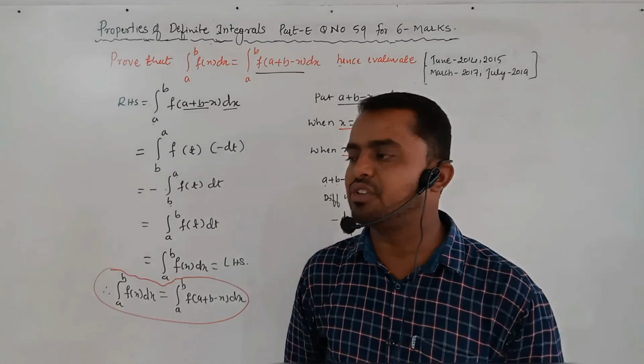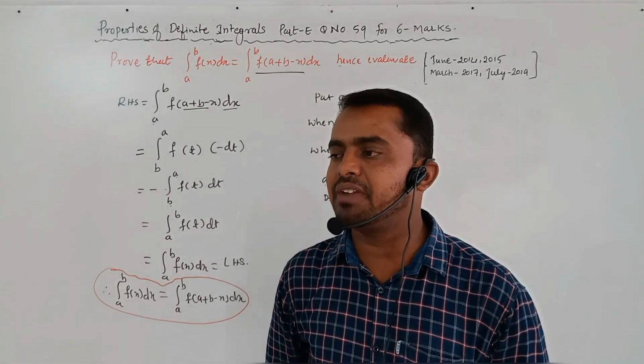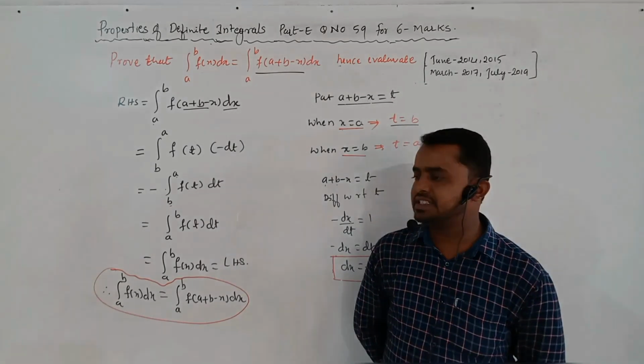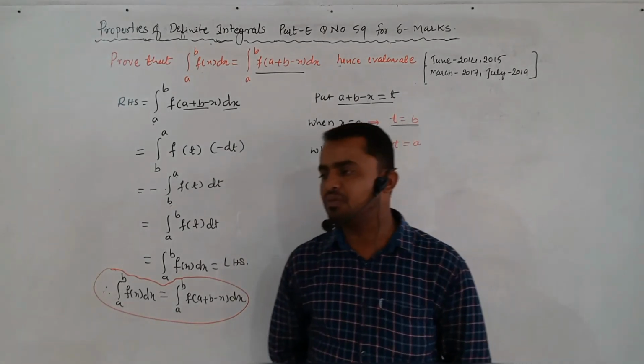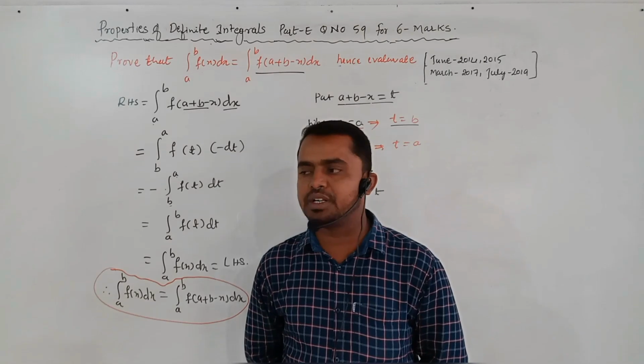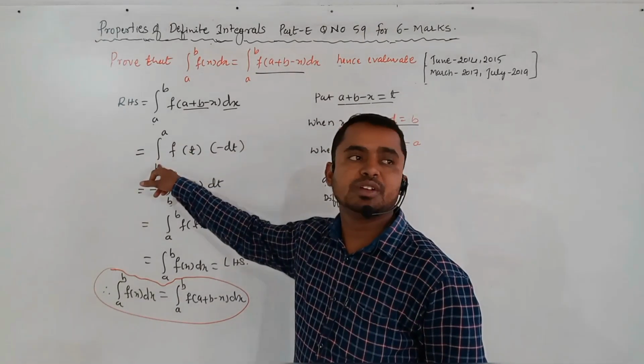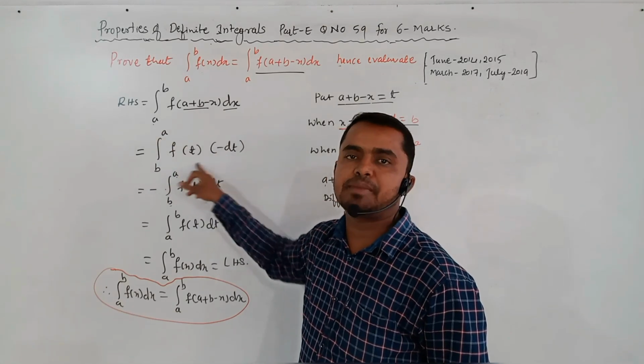Derivative of a is 0. Derivative of b is 0. Minus derivative of x with respect to t is minus dx by dt. Right side, t is there. Derivative of t with respect to t is 1. Minus dx is equal to dt. So dx is equal to minus dt.